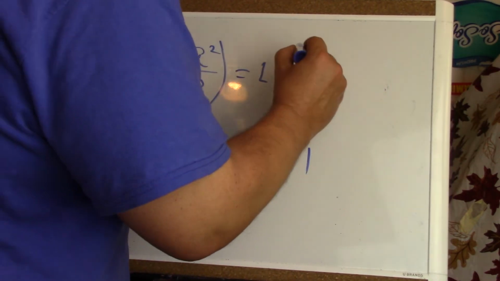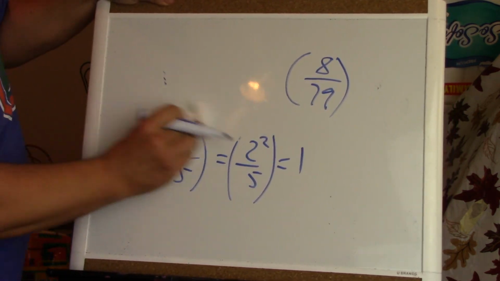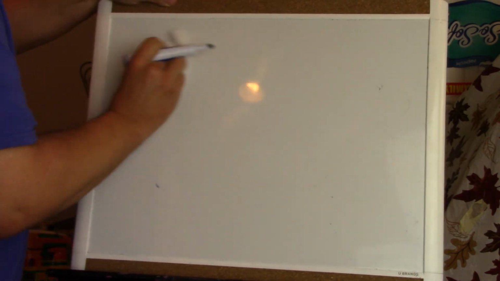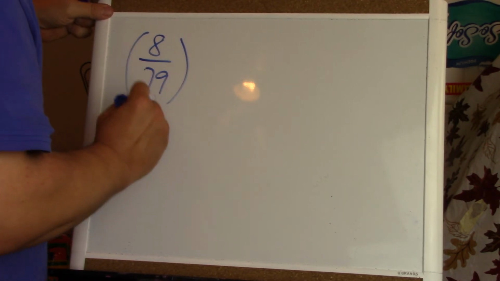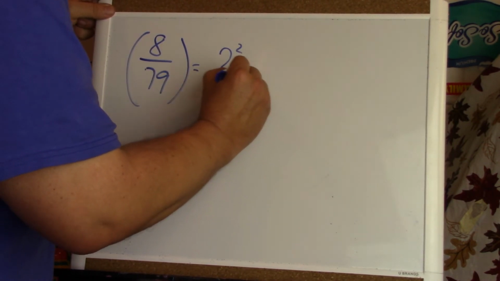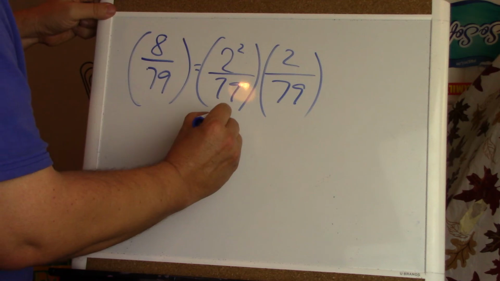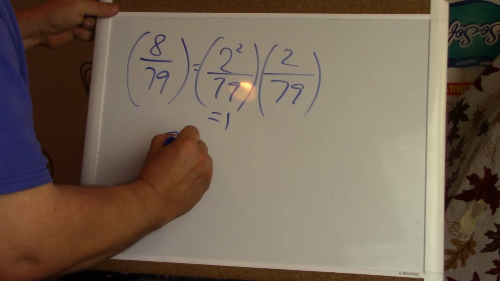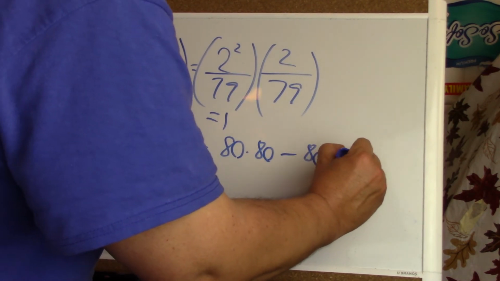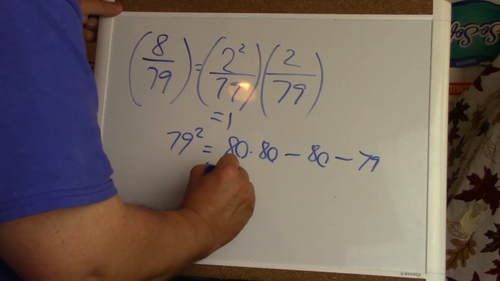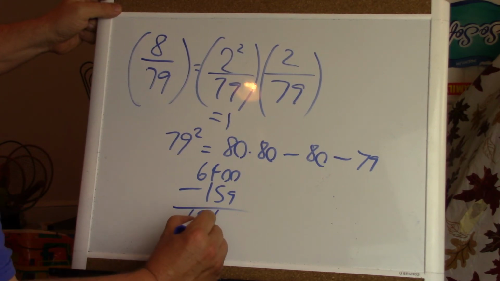So for example, if you wind up with something like 8 over 79, and I'll also add another little trick in here that you'll see when I try to solve these Legendre symbols. So I'll do this one as an example. So this is really 2 squared over 79, 2 over 79. This is 1. Now, a little math trick that I use for this is 79 squared is equal to 80 times 80 minus 159. So this is really 6,400 minus 159, which is 6241.